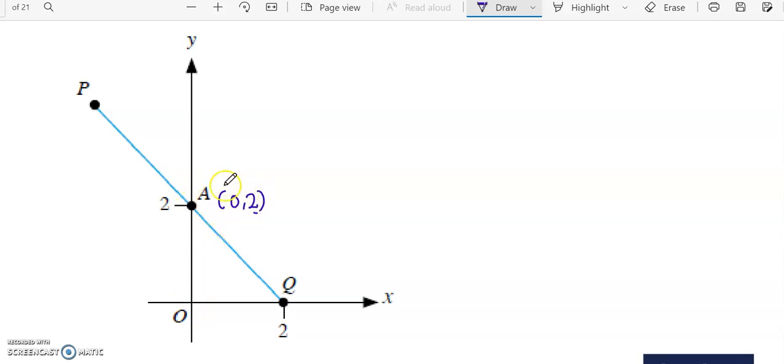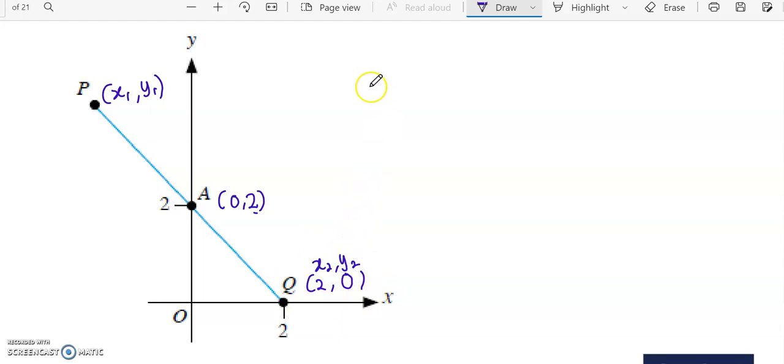Why (0, 2)? Why is x 0? Because point A lies on the y-axis. When it lies on the y-axis, automatically the x coordinate is equal to 0. Same for Q. Q lies on the x-axis, so when it lies on the x-axis, automatically its y coordinate becomes zero. So Q is (2, 0). Then we want to find P, let's say this one as x1, y1, and this one is x2, y2.